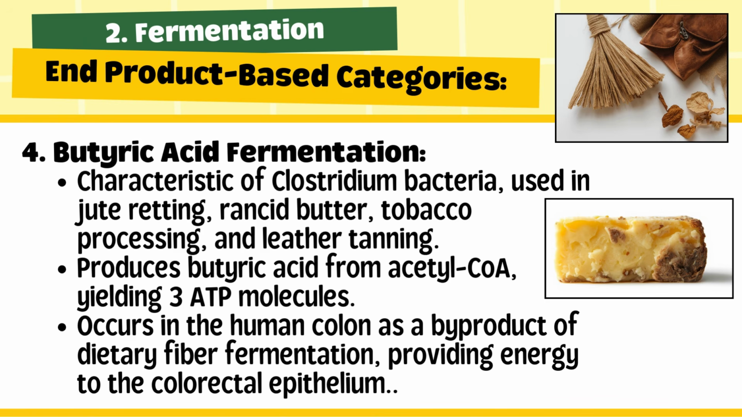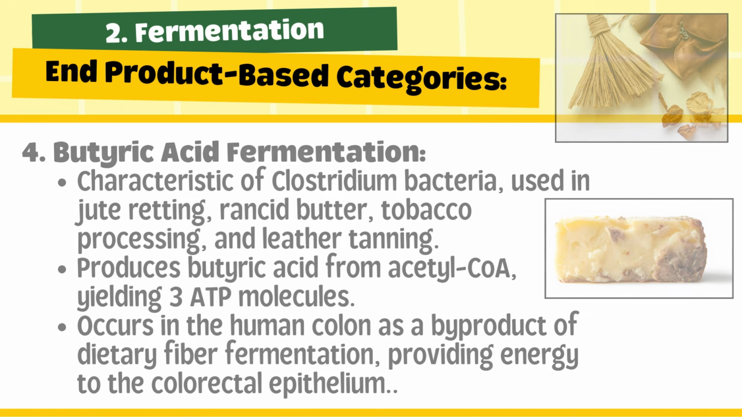4. Butyric acid fermentation. The end product is butyric acid. Done by Clostridium bacteria, which are found in soil and even inside the human colon. Important uses: retting of jute, leather tanning, tobacco processing, but also happens in our gut where it helps fuel cells in the colon. Produces some ATP, adenosine triphosphate, energy, while breaking down fiber and other materials. Jute retting, loosening fibers for textile use; leather tanning; tobacco processing; seen in rancid butter, unwanted fermentation.